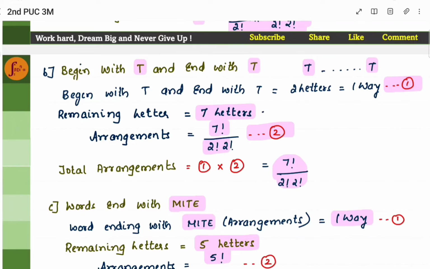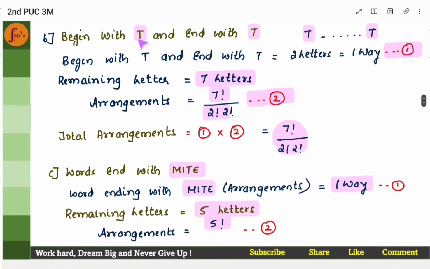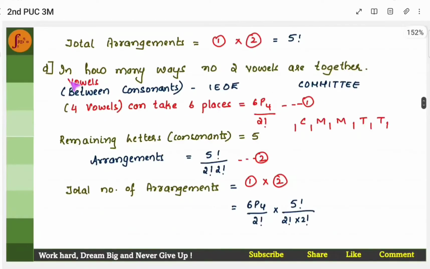See, you'll be wondering as to why you have not added 1 unit here, right? I could have added this 1 unit. Or here I could have added 1 unit. Correct? This MITE I could have added here. No, the difference is I cannot do that because it's a fixed position. I cannot move this letter here, nor can I move MITE. They are told it has to be in the last position. So whenever the position is fixed, you don't add that unit. That's the clue. Last one, in how many ways no 2 vowels are together?